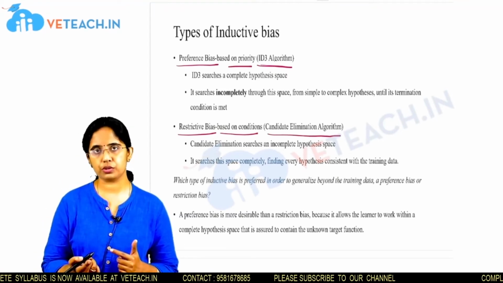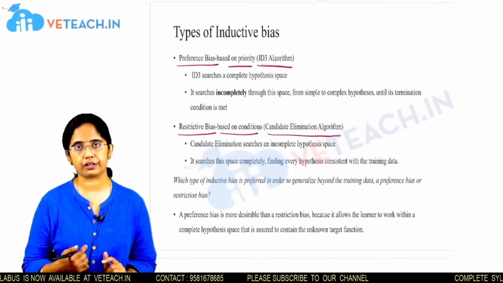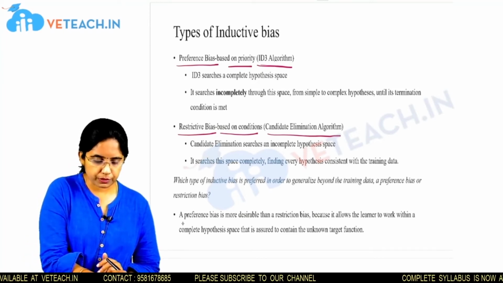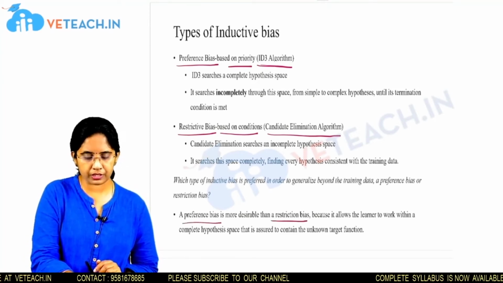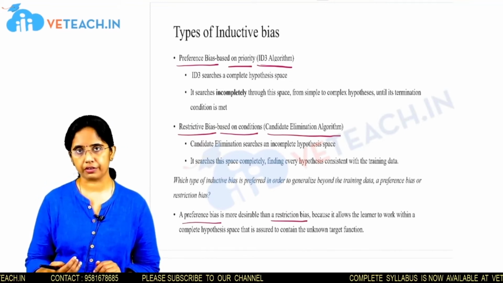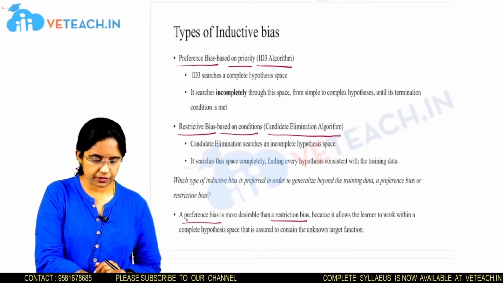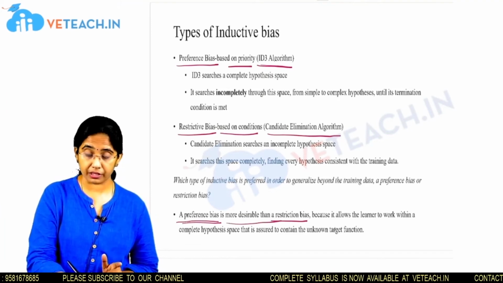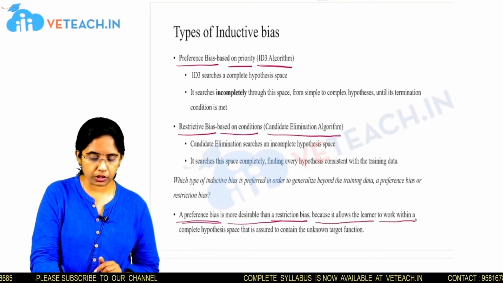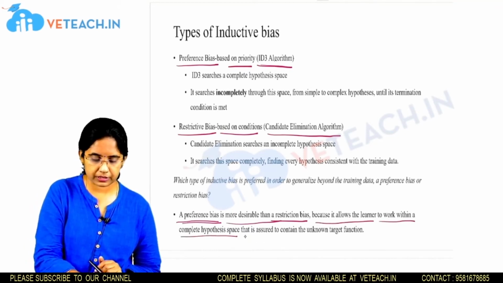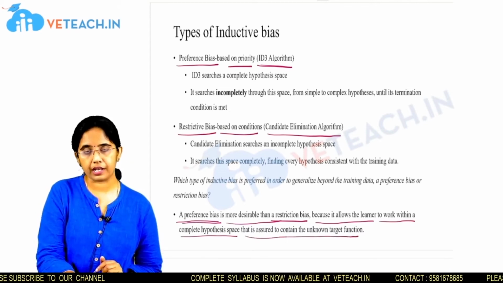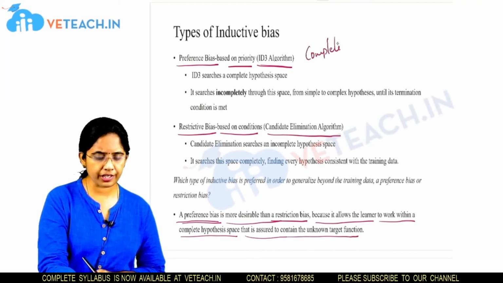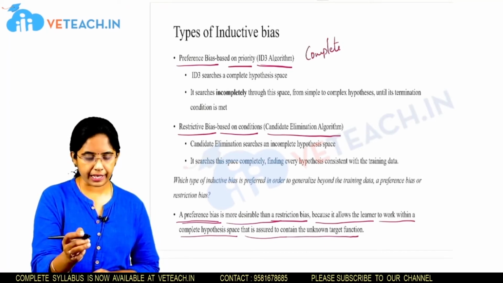So now which bias do you consider? Preference bias or do you consider restrictive bias? For the ID3 algorithm, it is always best to use preference bias when compared with the restrictive bias in order to generate a decision tree. See here, we feel that a preference bias is more desirable than a restrictive bias because it allows the learner to work within a complete hypothesis space that is assured to contain the unknown target set. So here preference bias is something which we'll be using to generate a model by considering the complete hypothesis space.